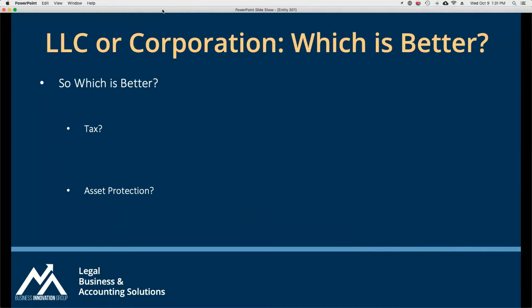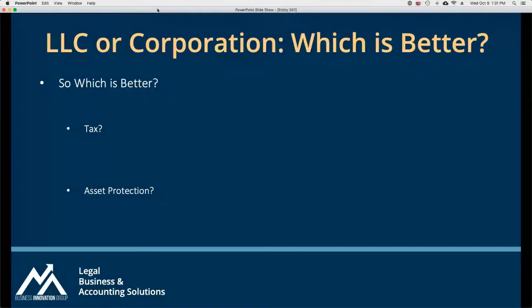For the asset protection scenario, though, and we'll explore this a little bit more, corporations actually might be a little bit stronger, right? But the question is whether it's actually going to make sense to go through the extra headache and hassle of running that corporation to get maybe this speculative better asset protection out of it.